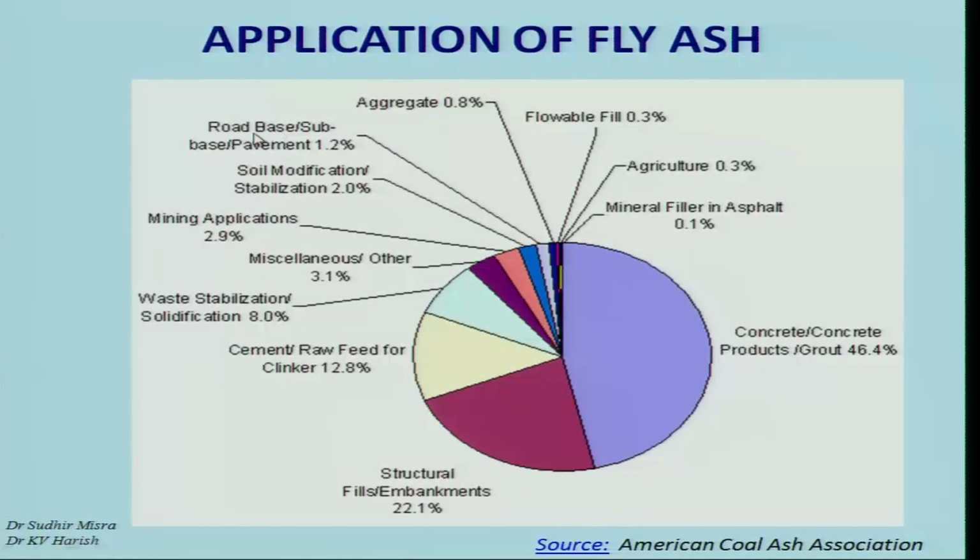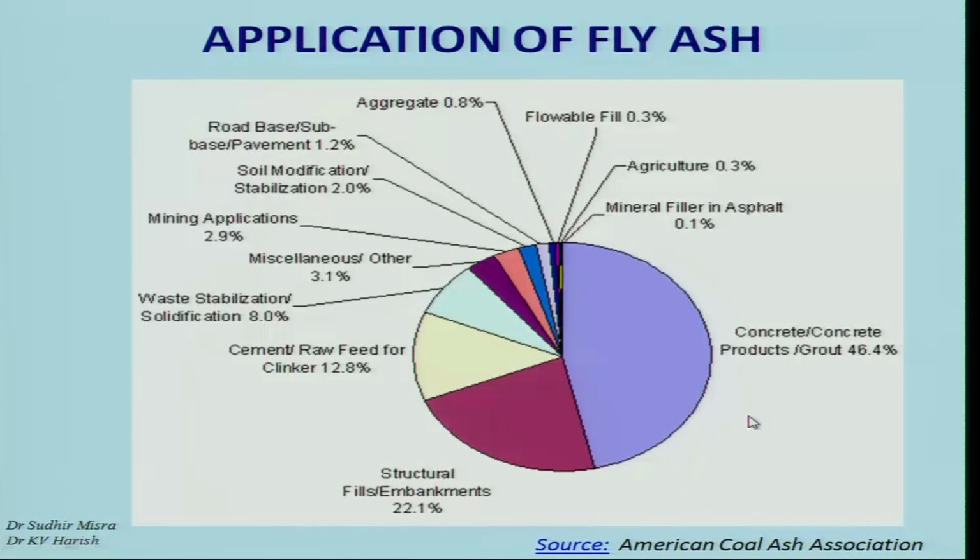Sometimes fly ash is also used as a material for pavement construction. So, for construction of road base or sub base materials, again 1.2% is used, and sometimes other applications like flowable fills, agriculture and asphalt applications use very minimal quantity. So, this is about the application of fly ash, in the sense that if you have a particular quantity of fly ash, during the past 10-20 years the fly ash has found this much application, and the percentages are provided in this figure.